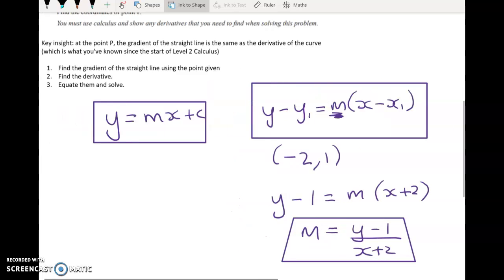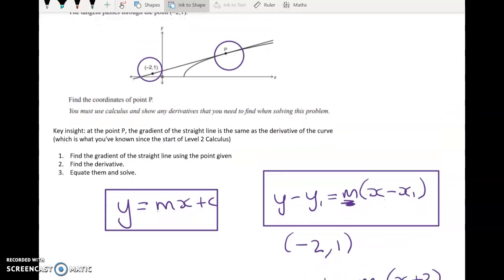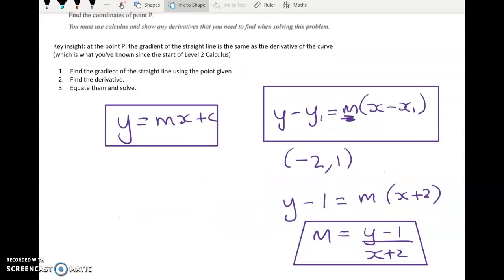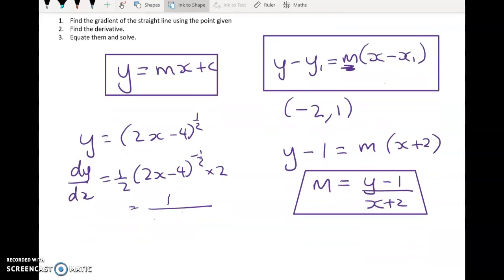The other thing that we know is that if we differentiate, we'll get the derivative. And at point P, the value of that derivative is the same as this gradient. Okay, so let's do that differentiation now. So y is equal to 2x minus 4 to the power of 1/2. Giving us dy by dx is equal to 1/2 times 2x minus 4 to the negative 1/2 times 2, which is simply 1 over root 2x minus 4.